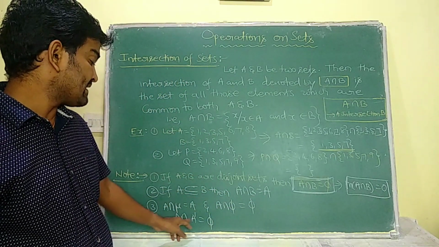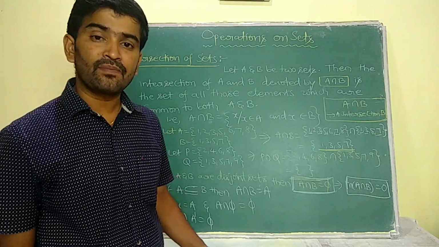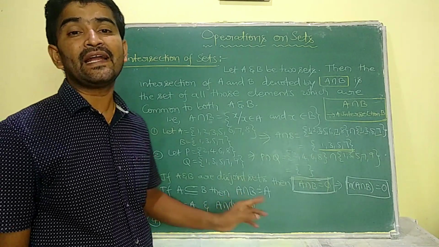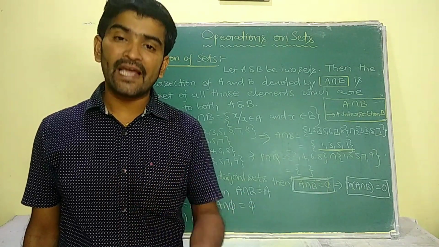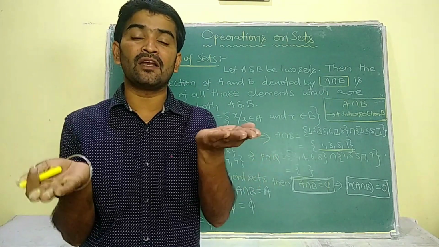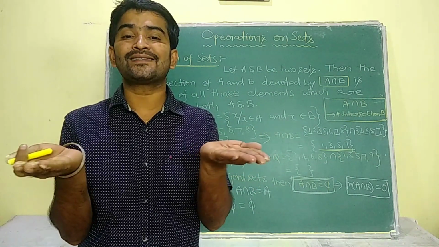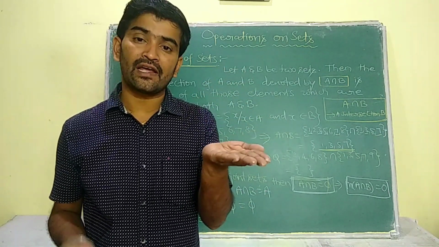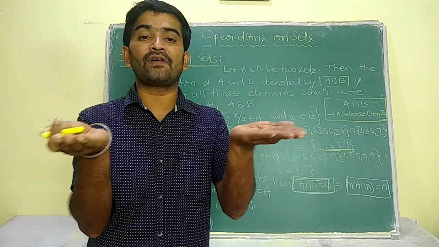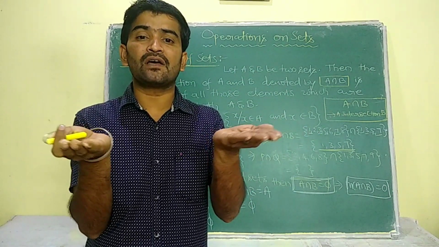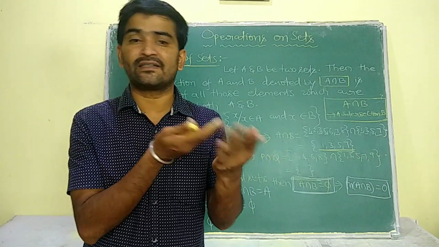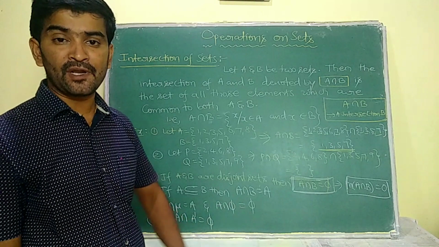Next, A intersection A dash. A dash means not A. For A and not A, if I take the common elements, see, nothing is there. Why? Because in A I have A. In not A I don't have A. So for A and not A, if I check the common elements, nothing is going to be placed in the intersection set. That's why it is going to be empty.